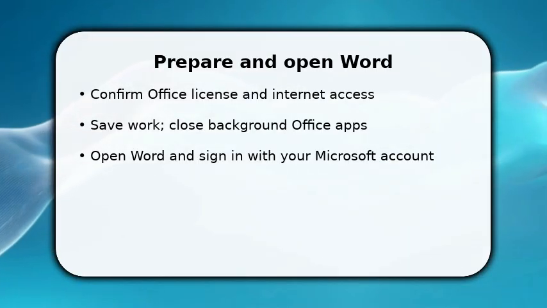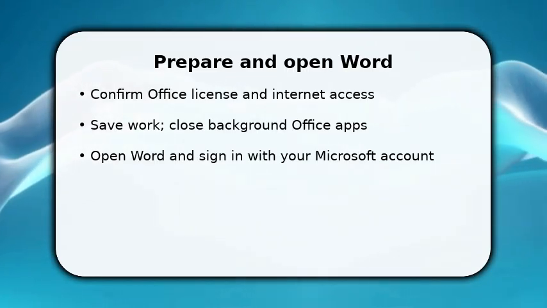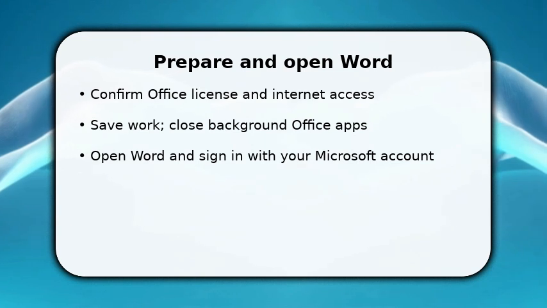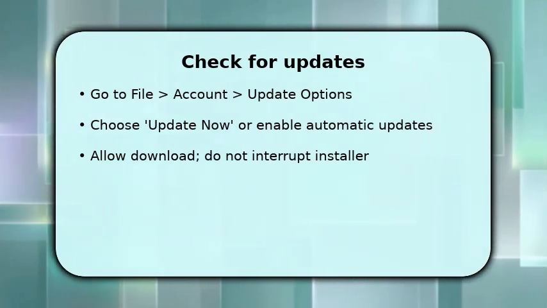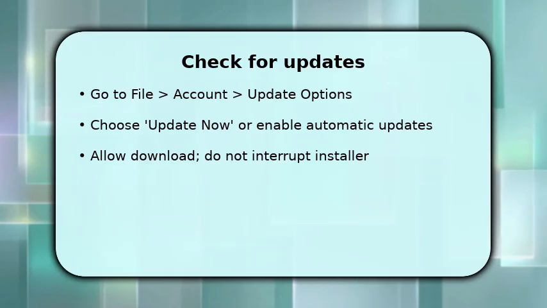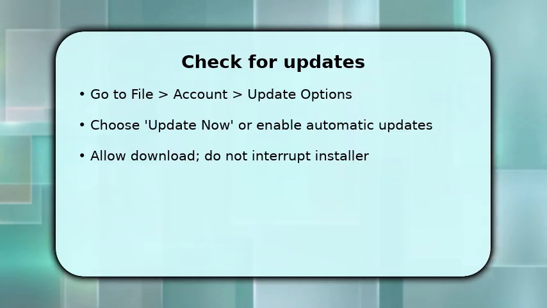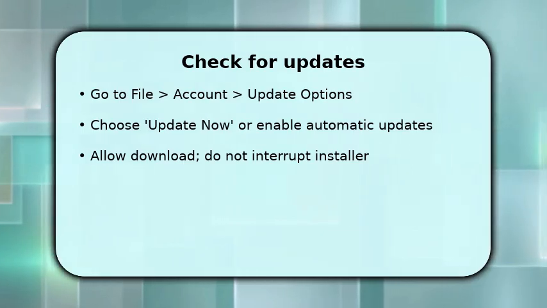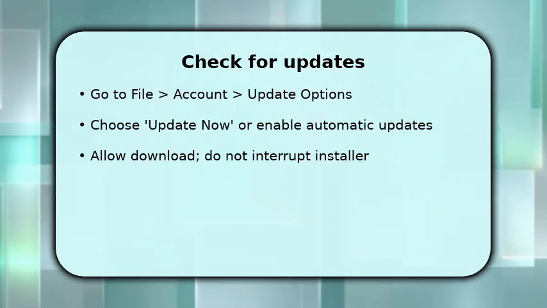Now go to the File menu to locate Account. That's the first actionable place to check for update settings and current version information. Once in Account, choose Update Options and pick Update Now. Word will check Microsoft servers for patches and feature releases. If you prefer hands-off maintenance, enable automatic updates so Word installs releases when idle. This prevents future manual steps.